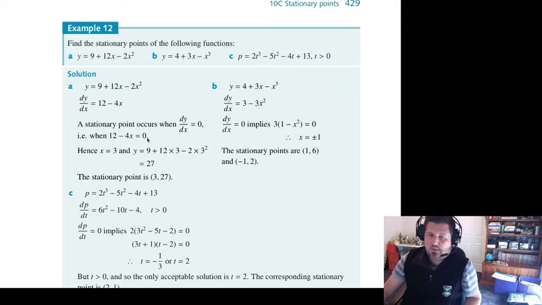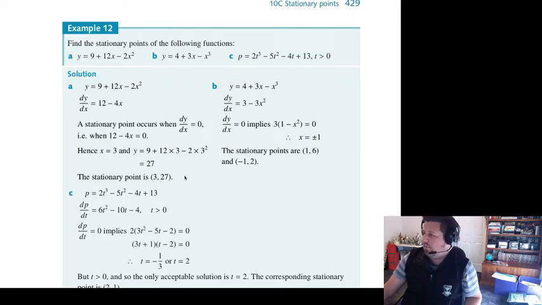Yep. So hopefully you can rearrange that and work out what x is. x is equal to 3. Perfect. So that means a stationary point is going to occur in this equation when x is equal to 3. What we need to do is substitute x equals 3 into the original equation and find out its corresponding y value. So again, when we substitute 3 into the equation, we get 27. So we can find out that the stationary point occurs at (3, 27).